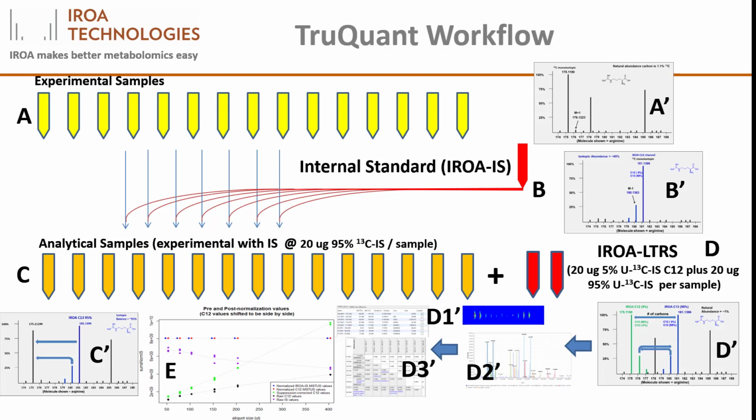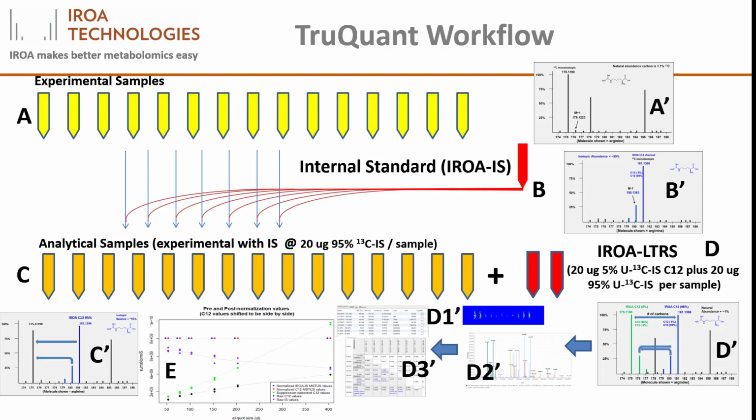This is a basic Aroa sample that contains both the Aroa C12 5% and the Aroa C13 95% halves, at the same concentration as in the analytical samples. As expected, it will show the isotopic signatures like those in image D'.